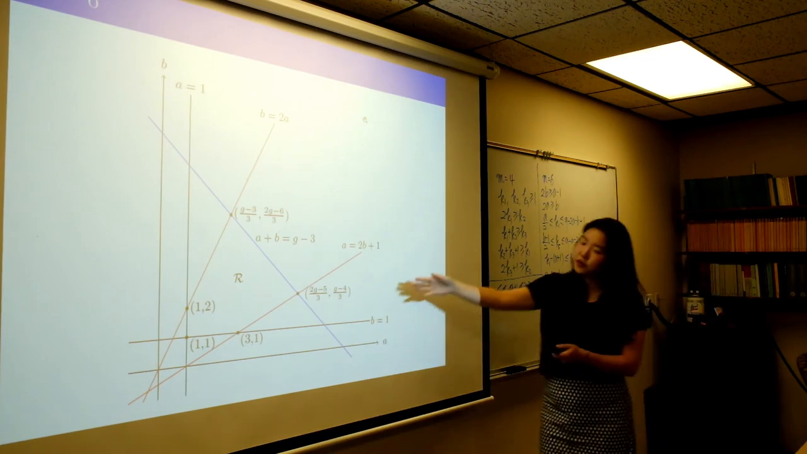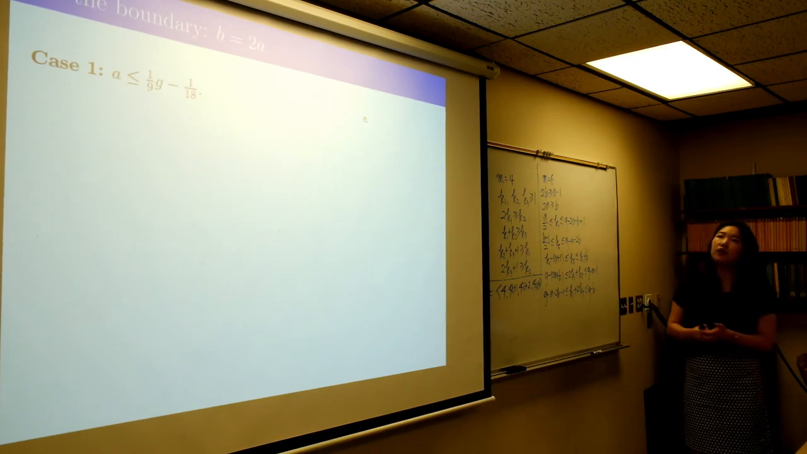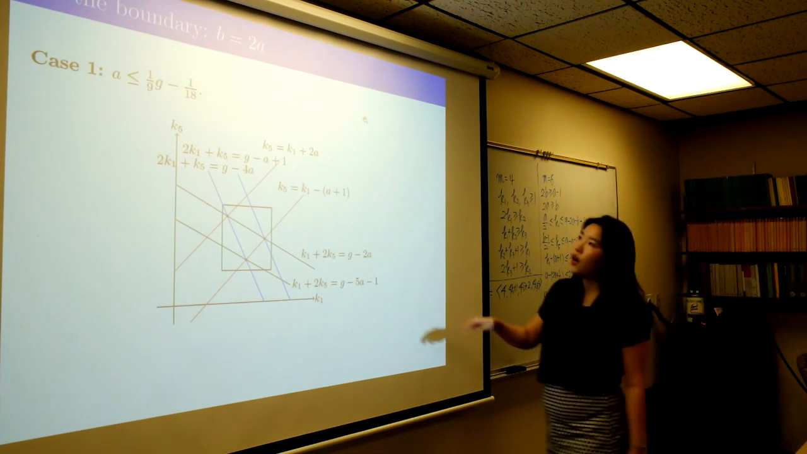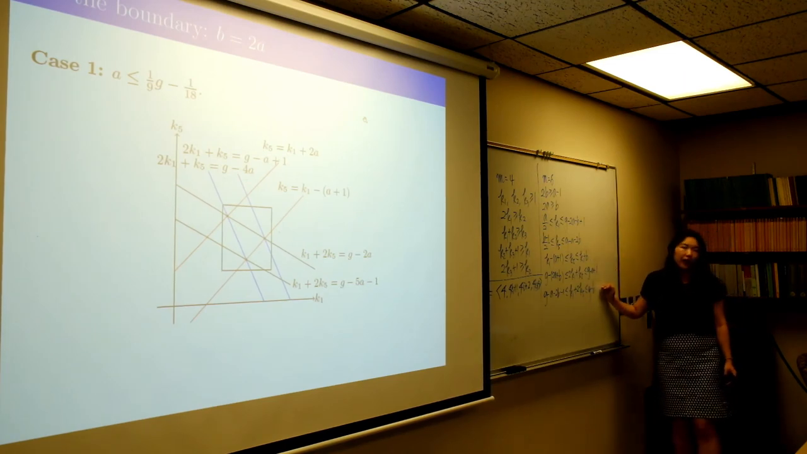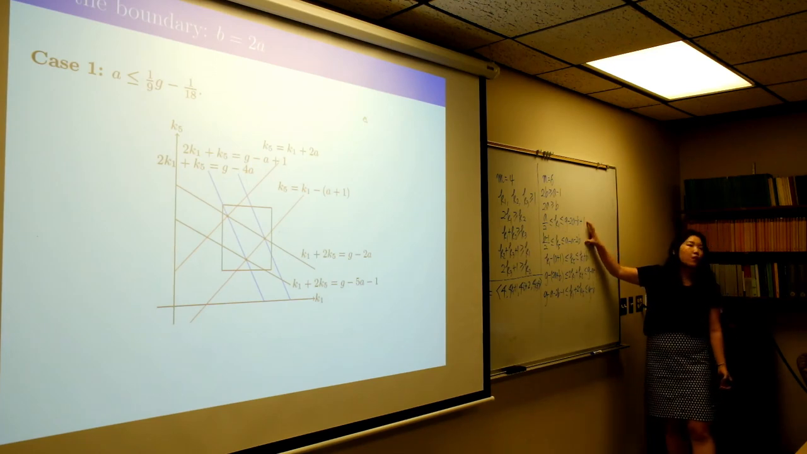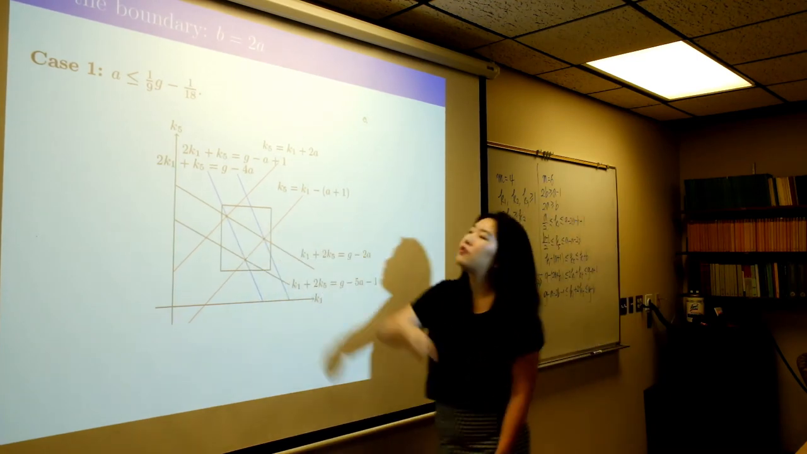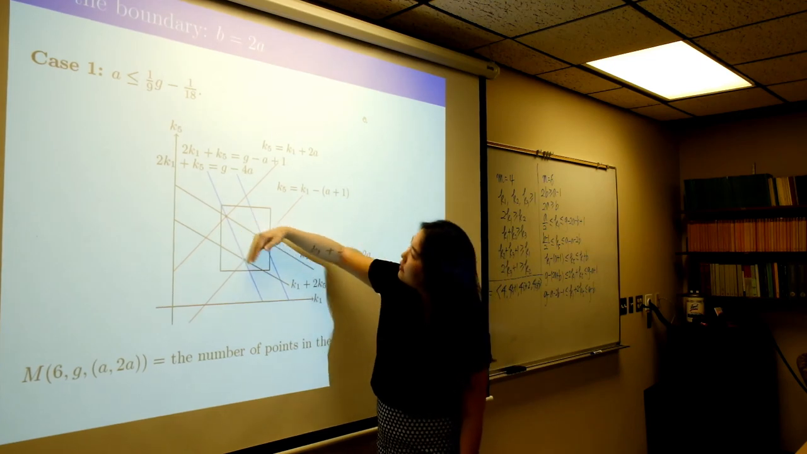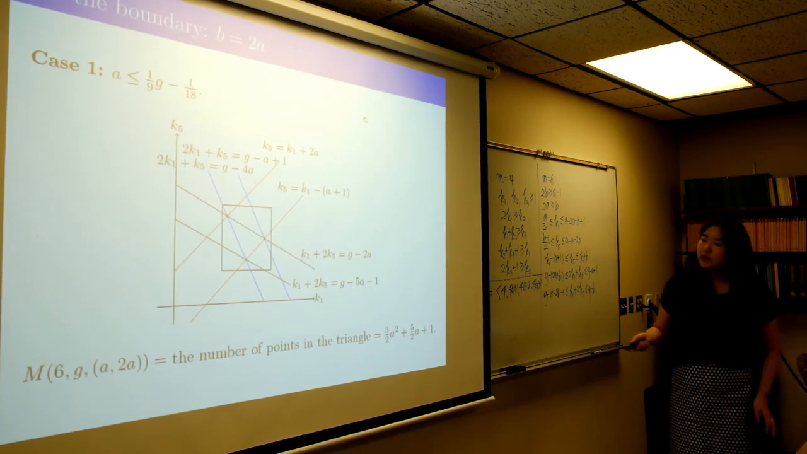So let me see the boundaries first. For the boundary, when B is equal to 2A, we also divide into three cases depending on the values of A. If A is less than or equal to this value, this is the easy case: when you consider the intersection of these three lines, we get a triangle for the boundary case. And this triangle is exactly inside the rectangle made by the restrictions of K1 and K5. So in that case, all we have to do is count the number of integer points in this triangular shape. And by computing this, moving this red line, we know that this is equal to this formula.